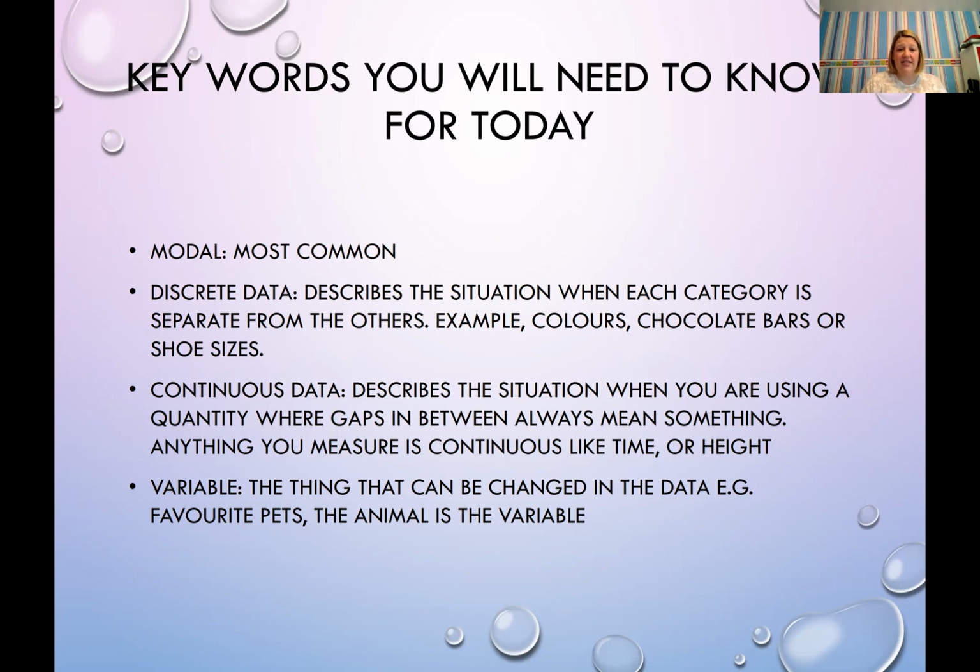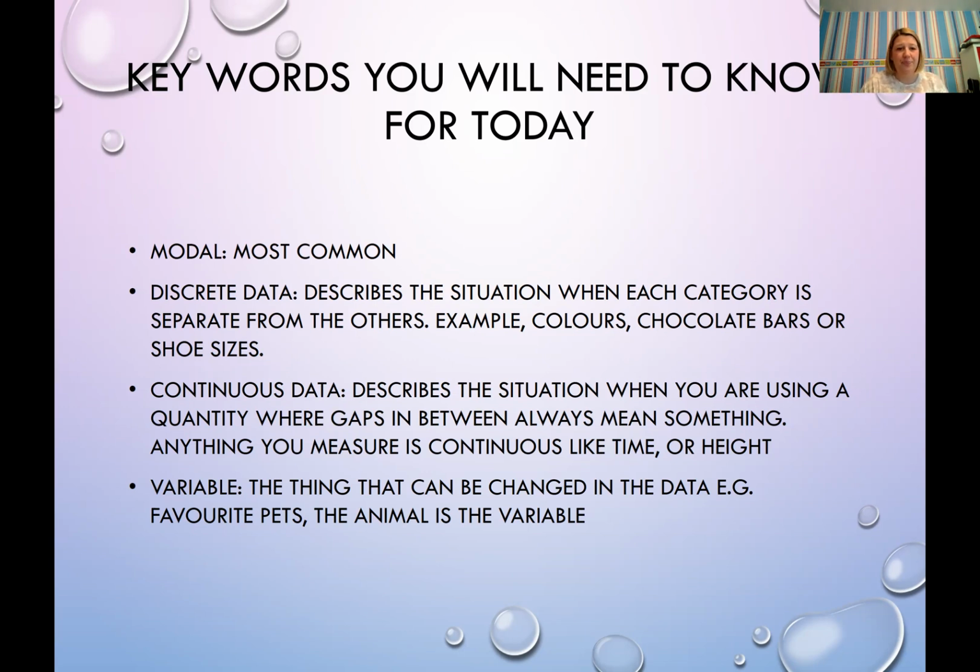Then we've got discrete data, continuous data, and variable. Now, discrete, hopefully we know by now, describes a situation when each category is separate from each other. So we'd have examples of colours, chocolate bars, or shoe sizes. So the categories are separate. Even if I was doing types of pets, the individual one, cat, is separate to dog, which is separate to rabbit, for example. There can be no continuation.